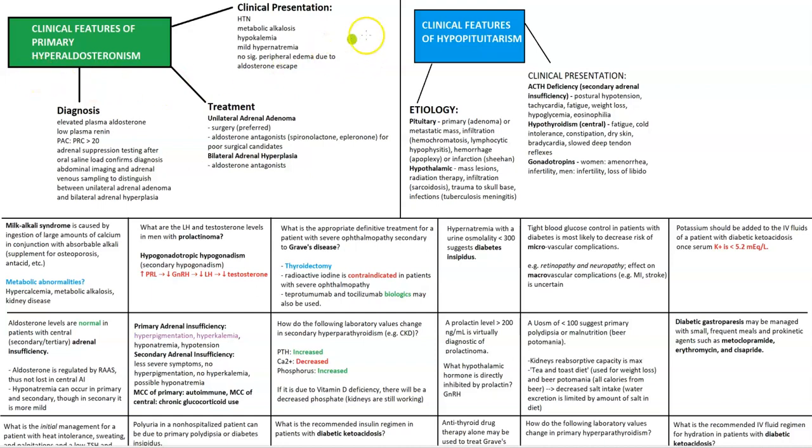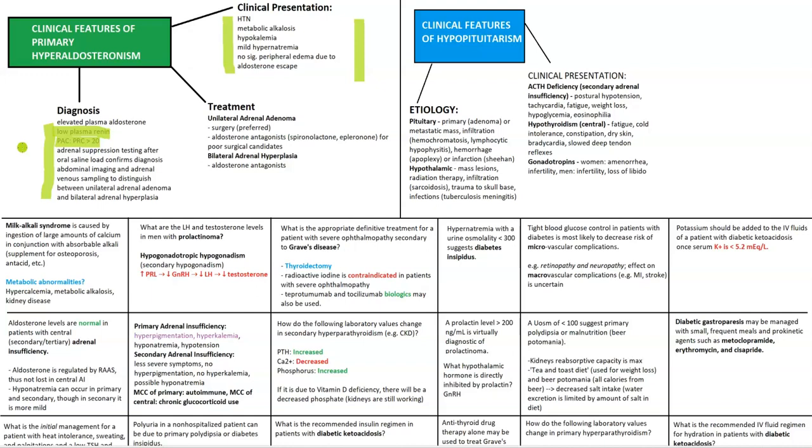Clinical features of primary hyperaldosteronism. The clinical presentation is going to be hypertension, metabolic alkalosis, hypokalemia, mild hypernatremia, and no significant peripheral edema due to aldosterone escape. The diagnosis is made with elevated plasma aldosterone levels and low plasma renin, and that's high yield to note. Remember, low plasma renin. Also high yield is that the PAC to PRC ratio is greater than 120. So there's elevated plasma aldosterone and low plasma renin, and that helps differentiate secondary from primary, because in secondary hyperaldosteronism, the renin is also high.